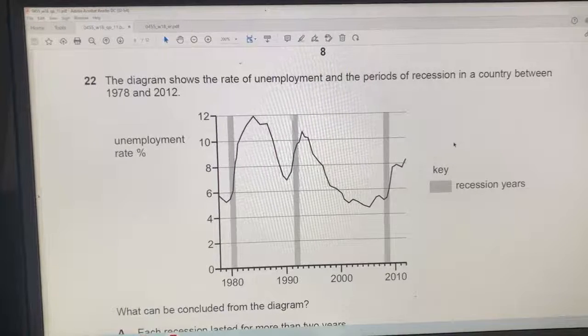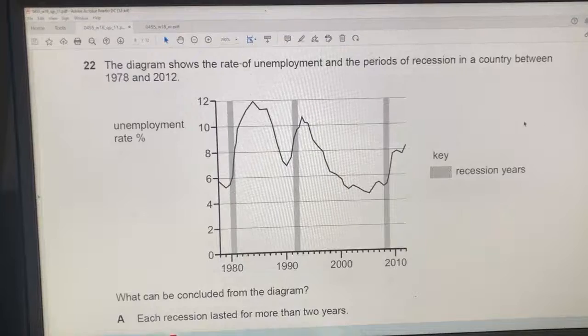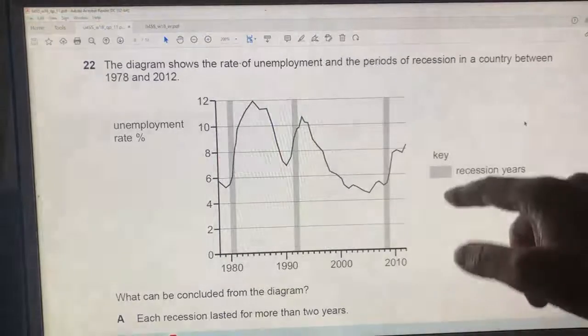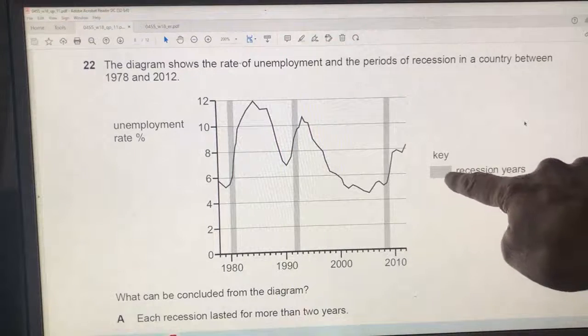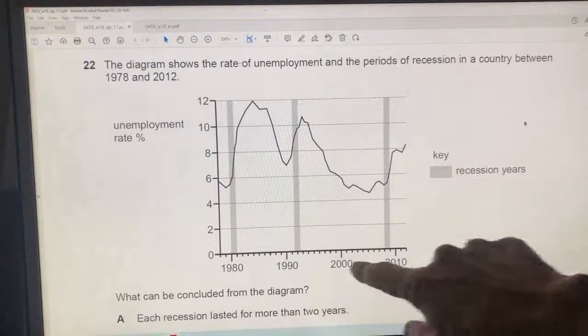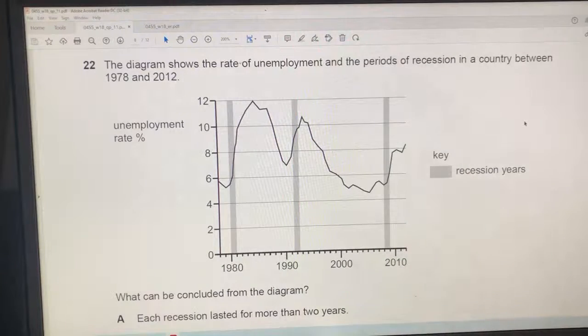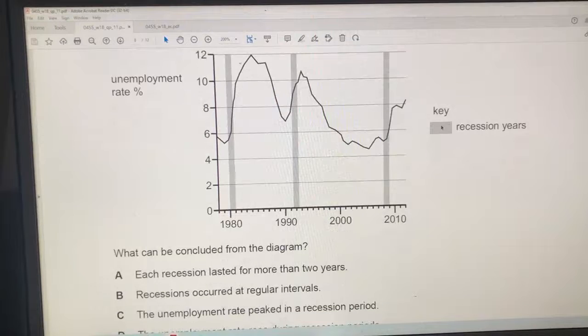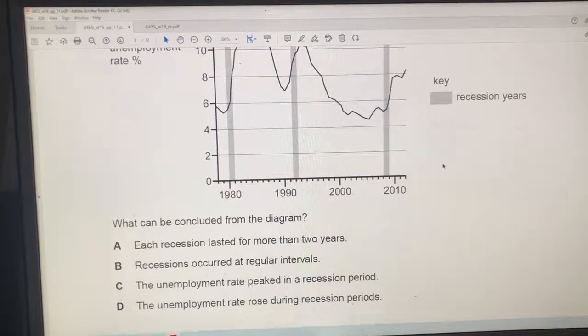It's time for question 22. This diagram shows the unemployment rate, and they also show recession years in a country between 1978 and 2012. Okay, 3 recessions. What can be concluded from the diagram? When you have a recession, unemployment increases. That makes sense.